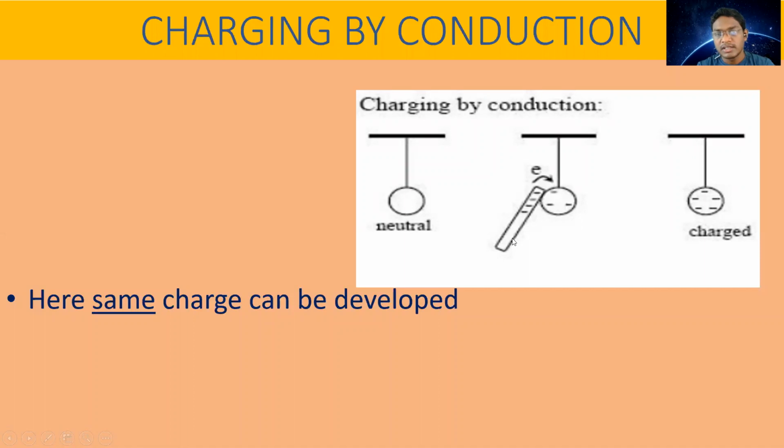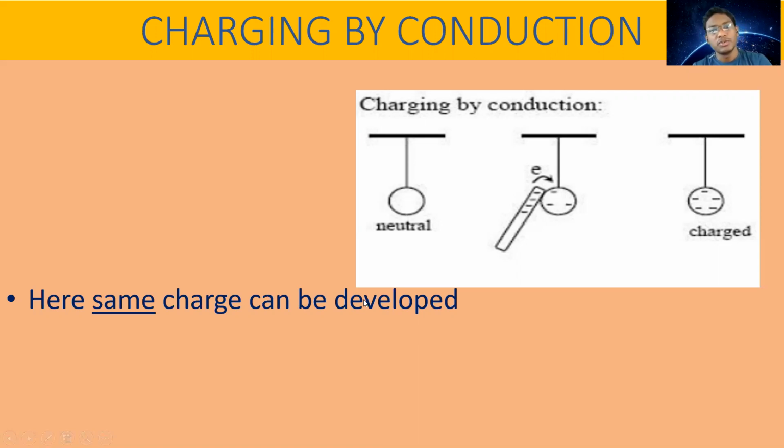Now what I have done is I have brought a negatively charged rod and kept it in contact with the sphere. So what happened, the excess electrons in this rod transferred to the sphere, and the sphere got negatively charged. Here we have got a charged sphere which was initially neutral. So what kind of charge could we develop here? The rod had initially negative charge, and the sphere is also negatively charged. So in the conduction method of charge production, the same charge can be developed.